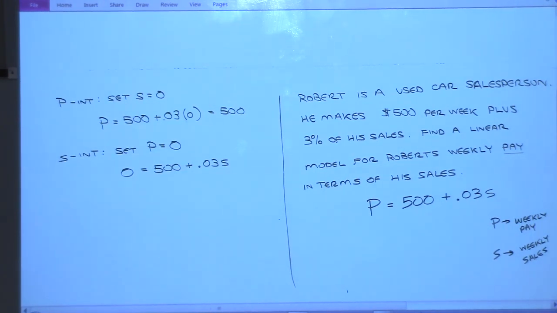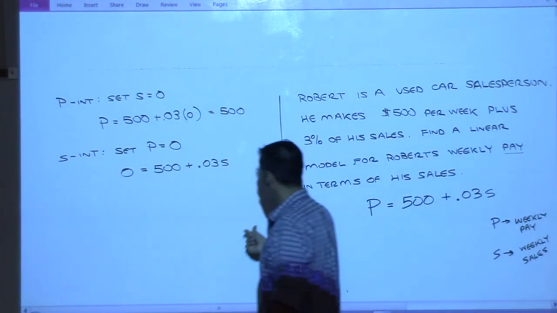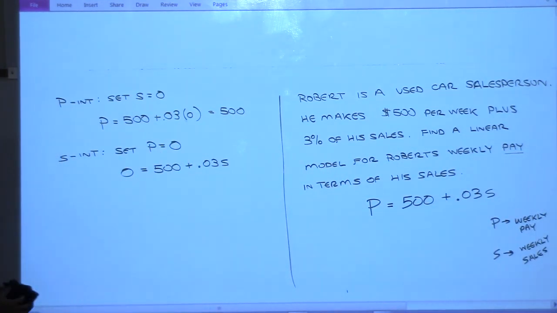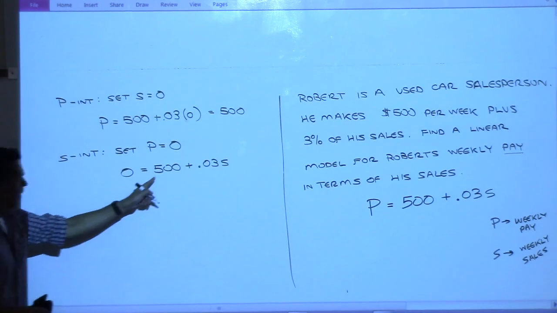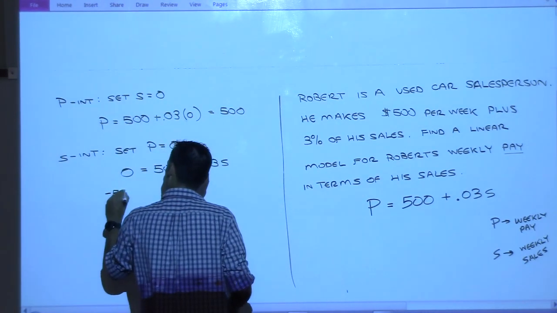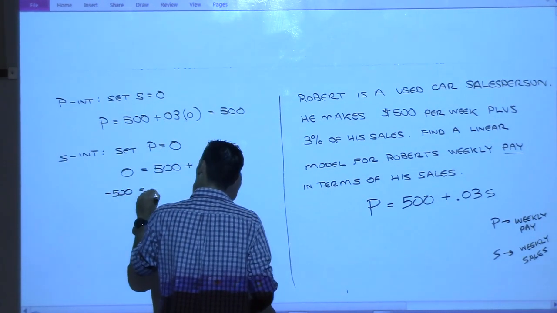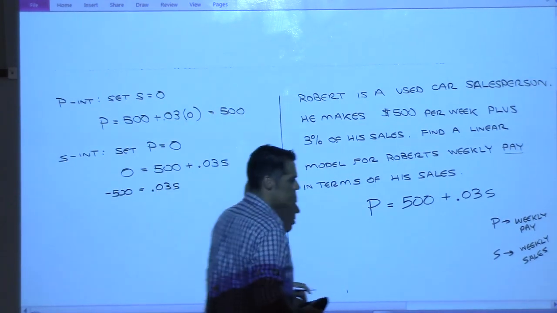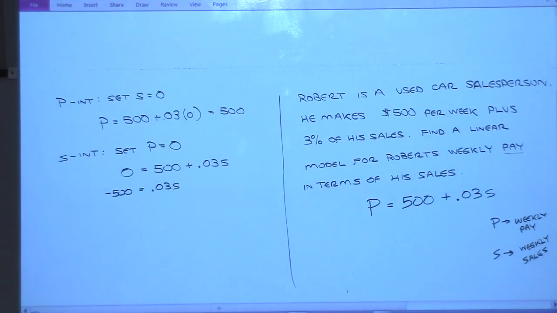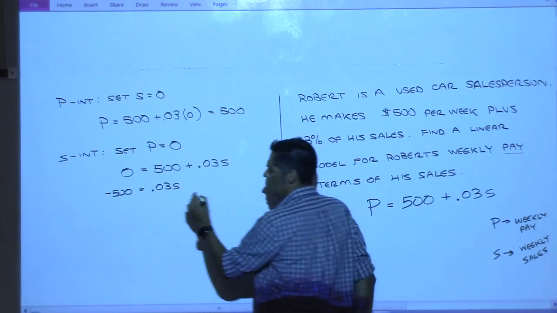Vince. Okay, you with me over there? Yeah. Sure? Okay, so you get to solve for s now. So how would you solve this for s? Move 500 to the other side, so negative 500 equals 0.03s, and then what would you do there? Divide both sides by 0.03.